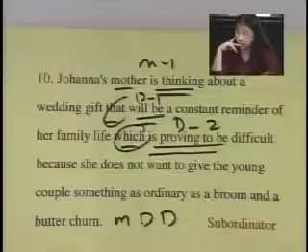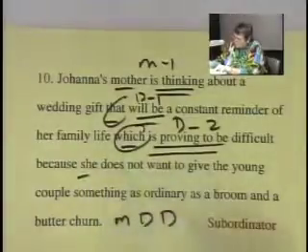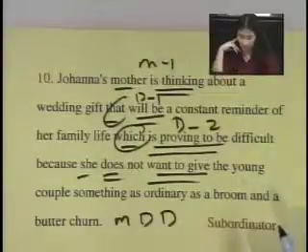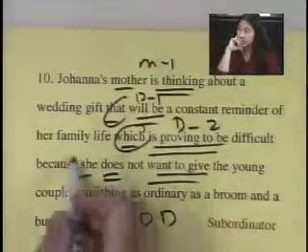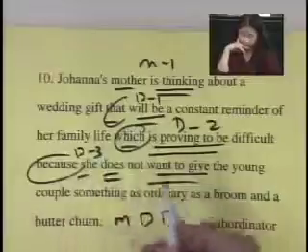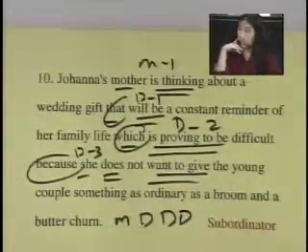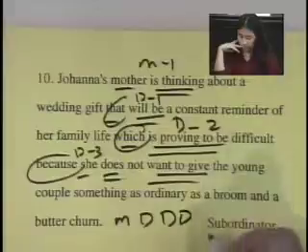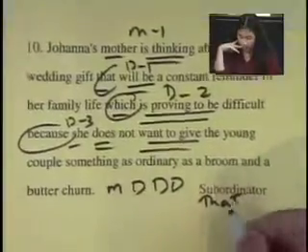You have another subject, she, verb, does want to give. Good. And what kind of a clause is that? Dependent. Where's your subordinate? Because. So this is D-3. How many main clauses do you have? One. How many dependent? Three. What kind of a sentence? Complex. And your subordinates in order are that, which, and because.